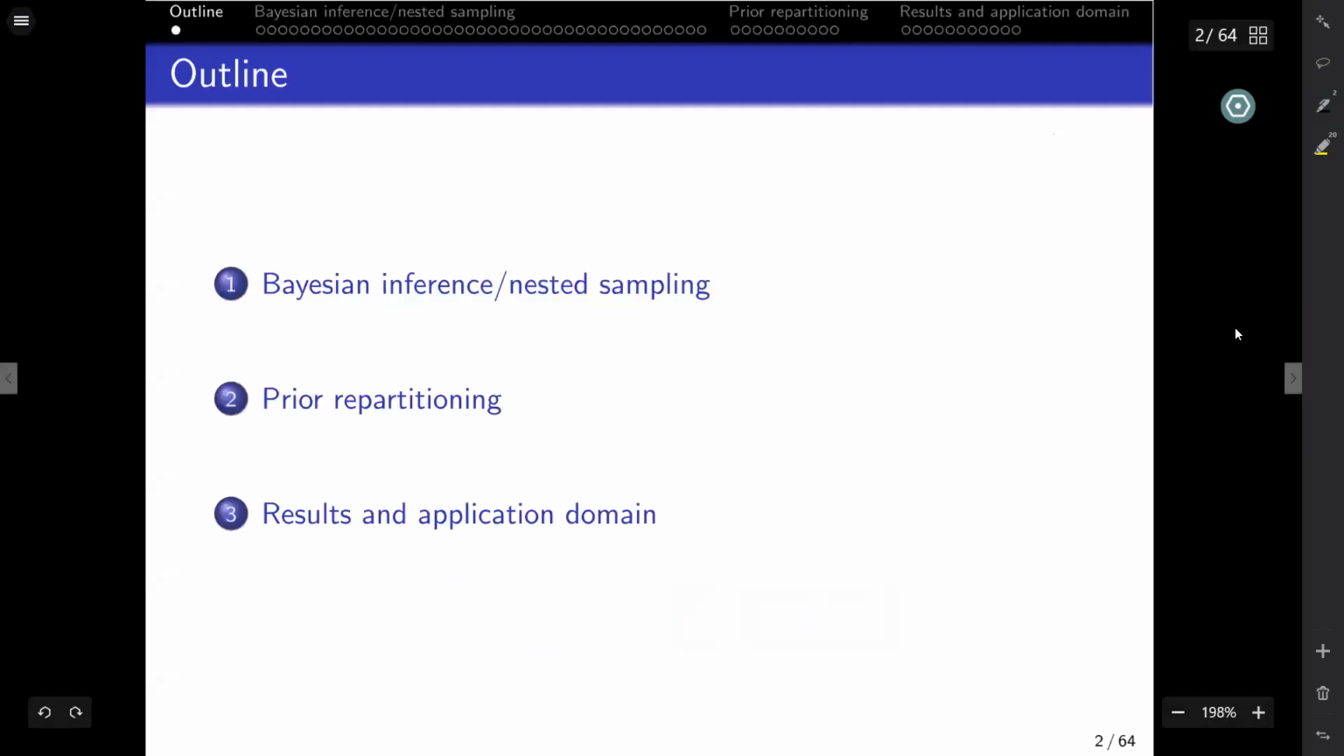Okay, so this talk will be split into 3 parts. First, I will very briefly introduce Bayesian inference and nested sampling for those of you who are not familiar with this. And then I will introduce Bayesian prior repartitioning, which is the method we proposed, followed by some results and a discussion of the application domain.